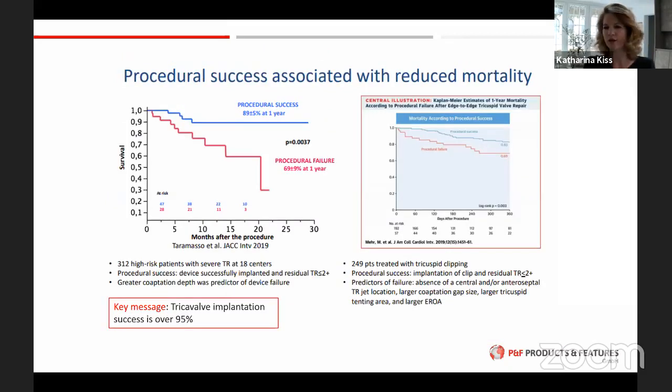Why is it important to have a safe and reliable device? Because we know that procedural success is associated with reduced mortality. So it is important to be sure that your procedure can be successful.